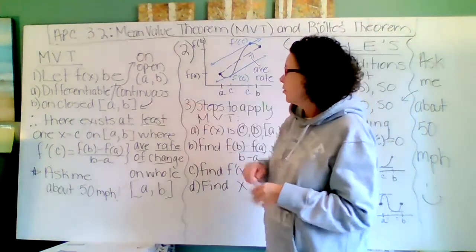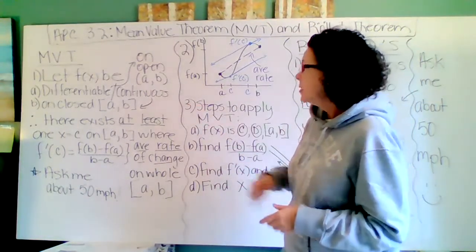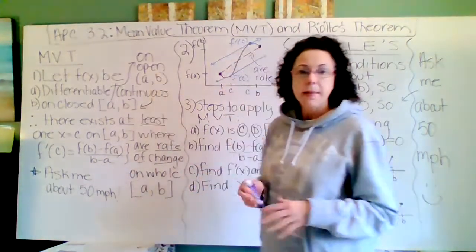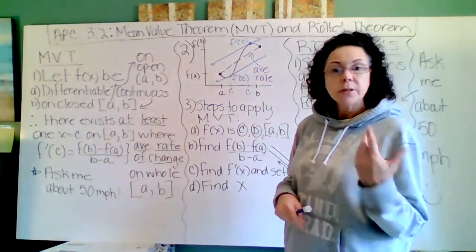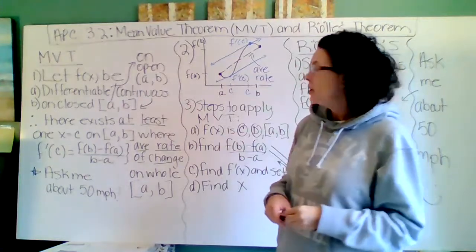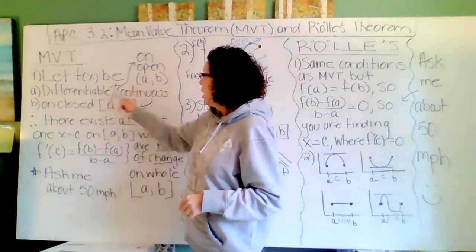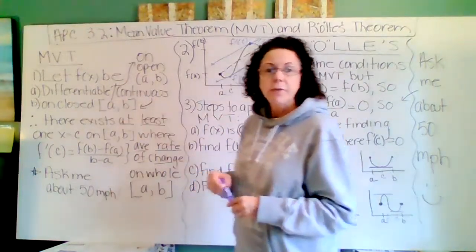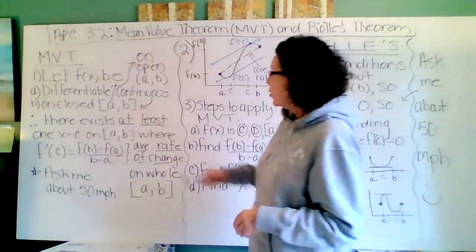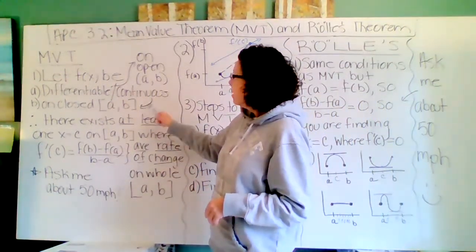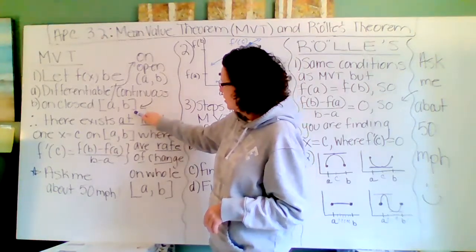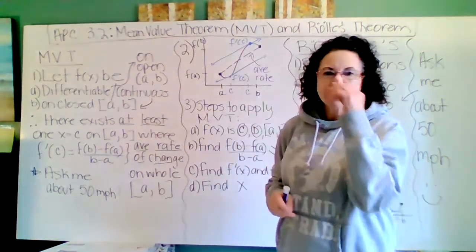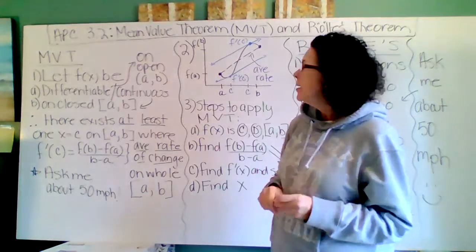So for the mean value theorem, let a function be differentiable and continuous on the closed interval AB. Now, let's talk about that. Your book does say differentiable and continuous, but you know that differentiable also implies continuity, right? Continuity has to exist if a function is differentiable. But it's continuous on a closed interval and differentiable on the open interval. Again, this is a kind of a small point.